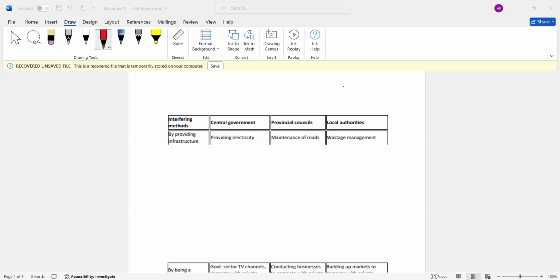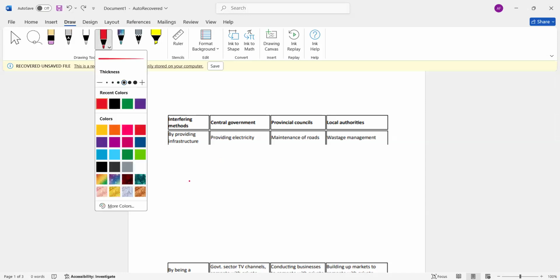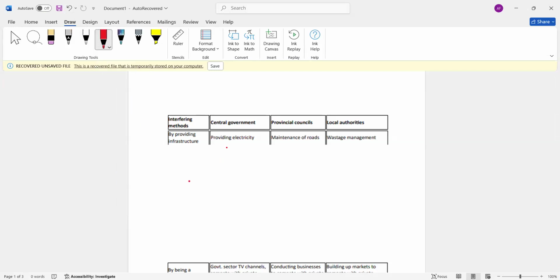Okay, CEB. I'm writing the short form CEB. You know it's Ceylon Electricity Board, right? What about the provincial council? What is the infrastructure they are providing? Maintenance of roads. What is the organization for that? Provincial road.